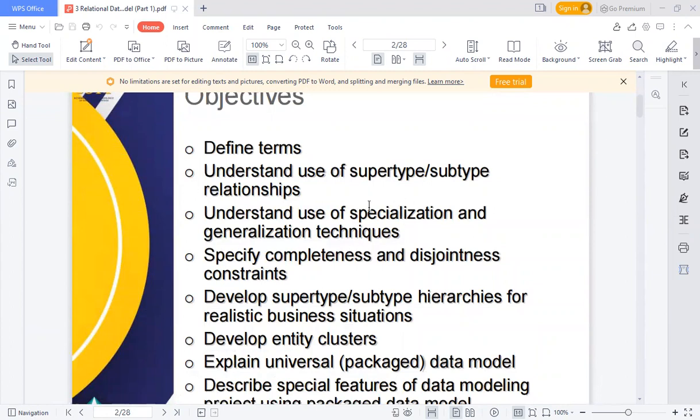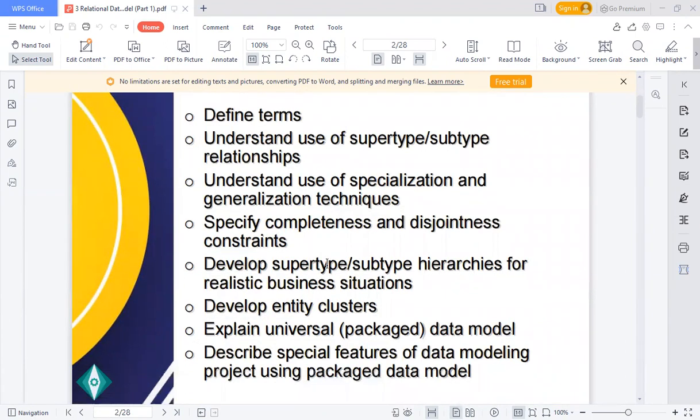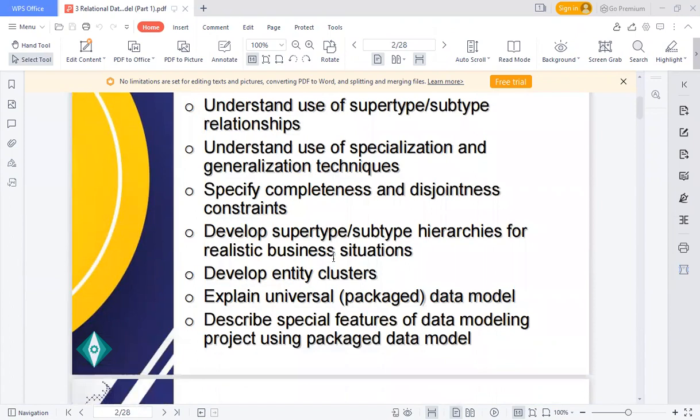the use of supertype subtype relationships, understand the use of specialization and generalization techniques. Then you should be able to specify completeness and disjointness constraints, develop supertype subtype hierarchies for realistic business situations. Then you should be able to know how to develop entity clusters, explain universal data package, and describe special features of data modeling project using project data model or package data model.